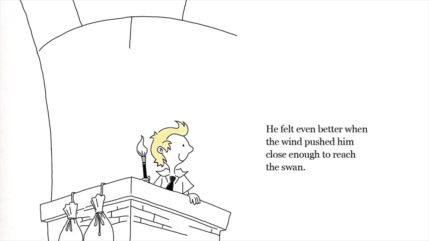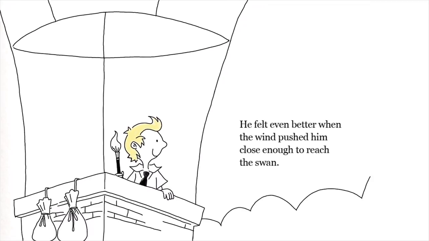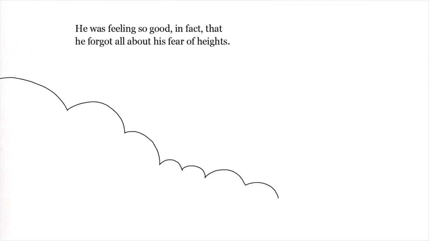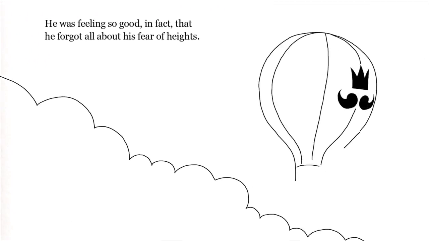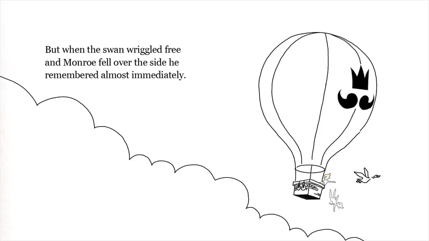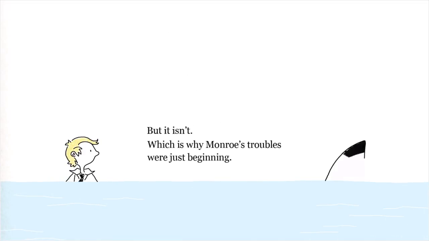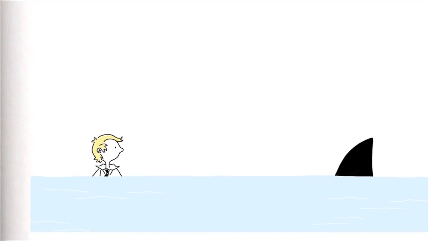For the first time in weeks, Monroe felt good. He felt even better when the wind pushed him close enough to reach the swan. He was feeling so good, in fact, that he forgot all about his fear of heights. But when the swan wriggled free and Monroe fell over the side, he remembered almost immediately. That might have been the end of Monroe if this were a shorter story, but it isn't, which is why Monroe's troubles were just beginning.